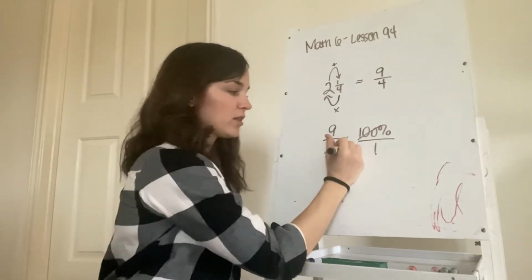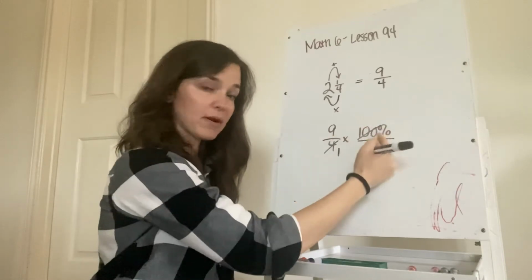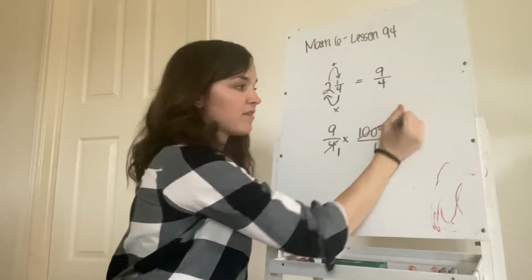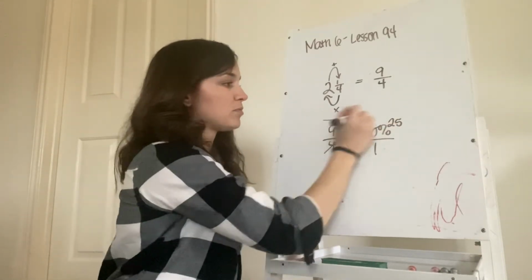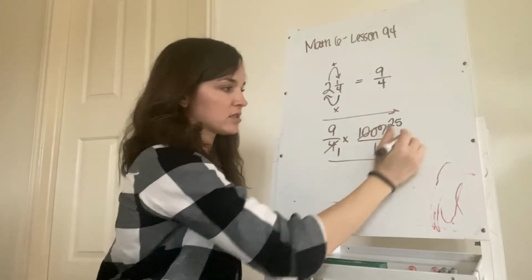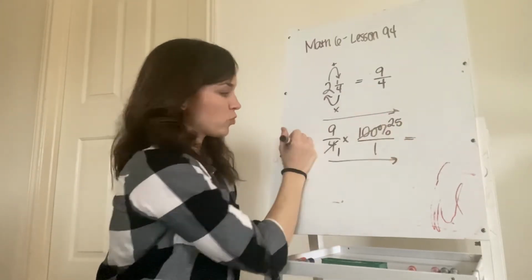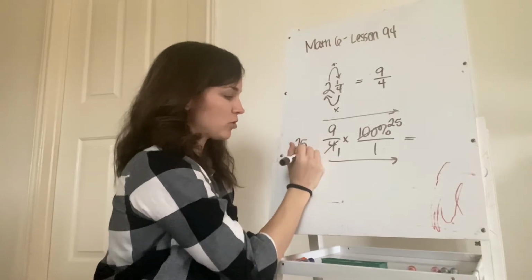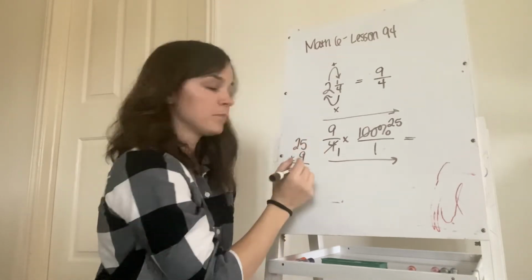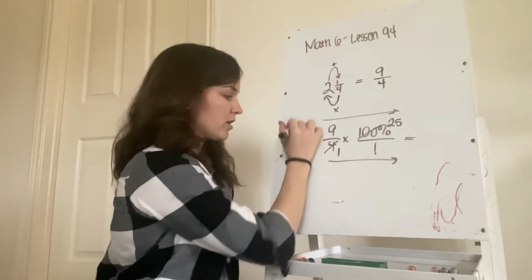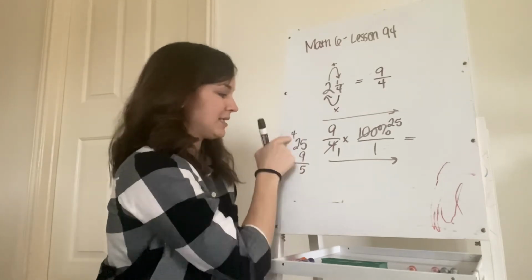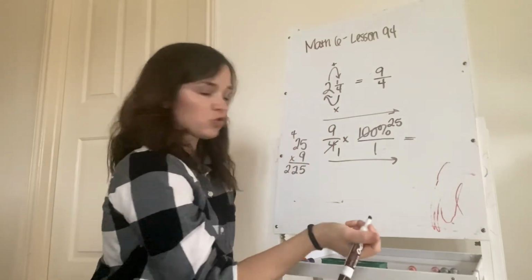4 divided by 4 leaves us with 1. 100 divided by 4 leaves us with 25. Now we can multiply straight across the top, straight across the bottom. 9 times 25, if you weren't sure what that was, you could come over here to the side and set it up. 9 times 5 is 45. 9 times 2, 18, plus 4 is 22, so that's 225.